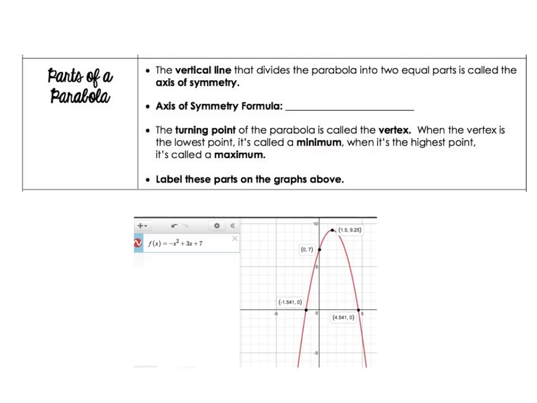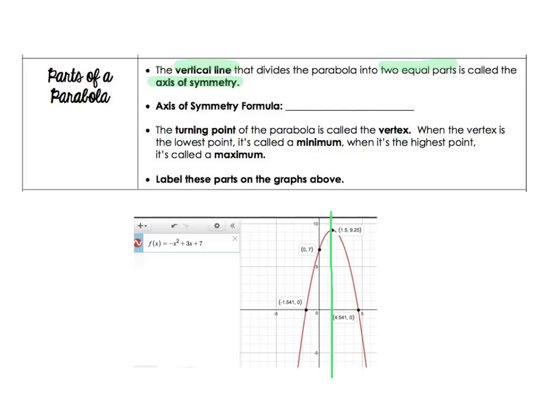All right, now we've got different parts of a parabola, and we're going to give them special names. If we were to draw a vertical line that divides the parabola into two equal parts, we call this the axis of symmetry. So for example, on this graph right here, the vertical line that would divide this graph in half would be right there, and that would be our axis of symmetry.